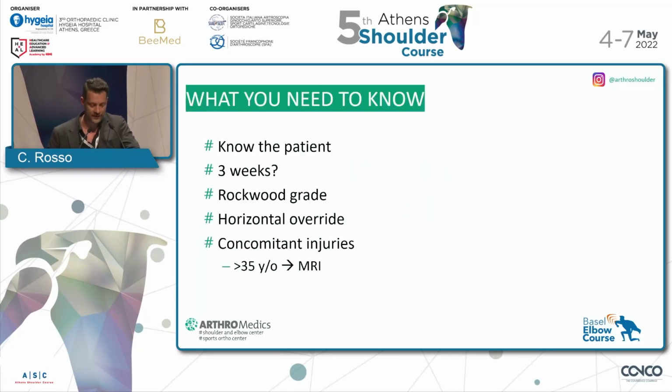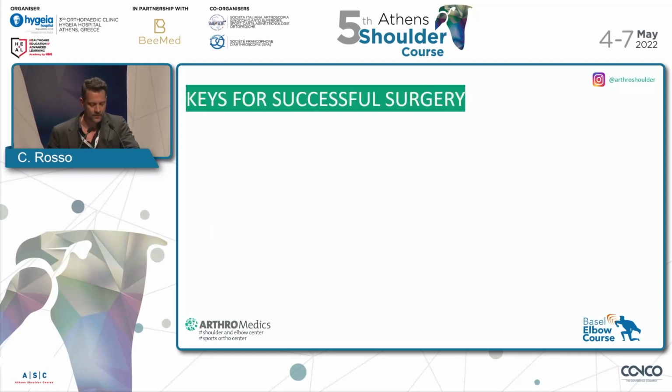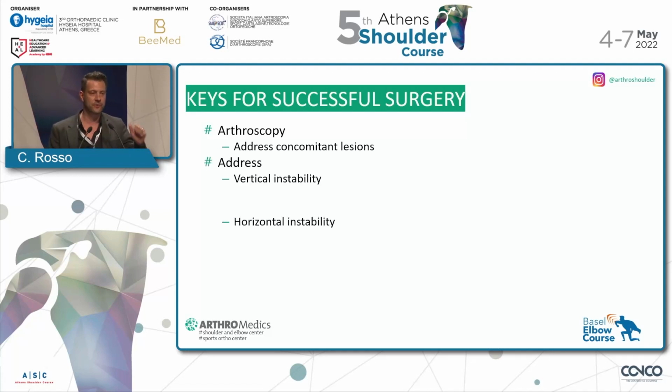So, take me home. What you need to know, you need to know who's in front of you, like always. You need to know if it's within 3 weeks or not, the Rockwood grade, whether we have a horizontal override, and concomitant injuries. In patients over 35, I go for an MRI. Keys for successful surgery, as I said, I do an arthroscopic-assisted procedure, so the good thing is you know what's going on in the joint as well.